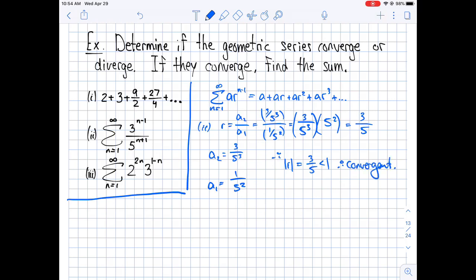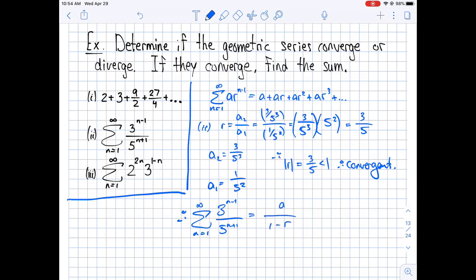And for a geometric series, if it is convergent, we should be able to find the sum. So here, that means our series, the sum of 3 to the n minus 1 over 5 to the n plus 1, is going to be equal to a divided by 1 minus r.